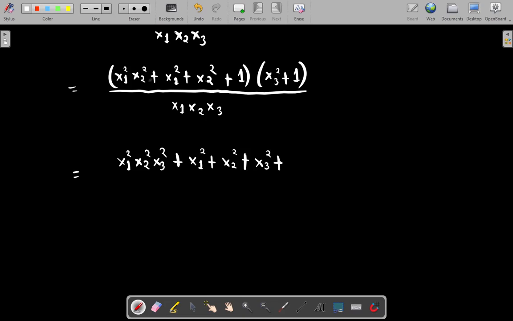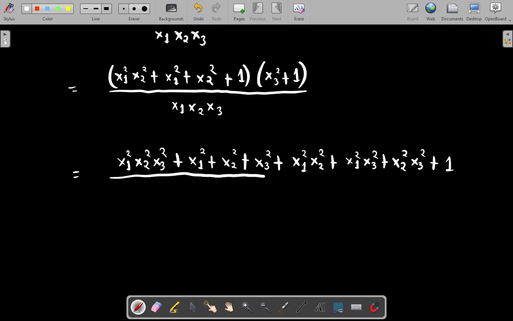And we get x1 square x2 square. On multiplying x1 square x2 square with 1 we get x1 square x2 square. Similarly, on multiplying x1 square with x3 square we get x1 square x3 square, and x2 square x3 square, and 1 times 1 is 1. So this is the entire numerator divided by x1 x2 x3. For the time being we will keep it as it is.